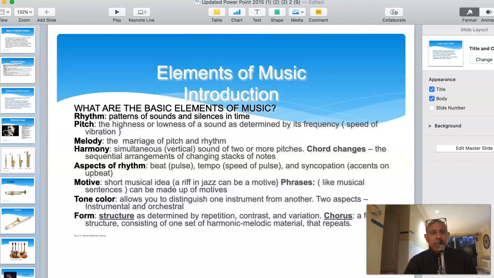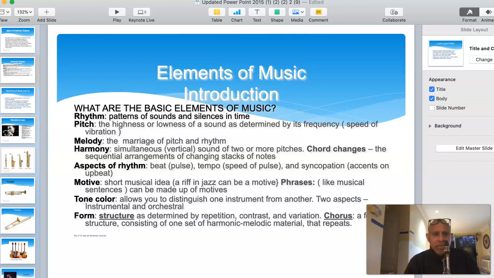Melody. Now, melody is the first thing that a lot of us think about when we think about music, especially in Western culture. We are inundated with melodies from the very beginning of our lives. Right? That is a series of pitches in a particular rhythm. The marriage of pitch and rhythm, melody.